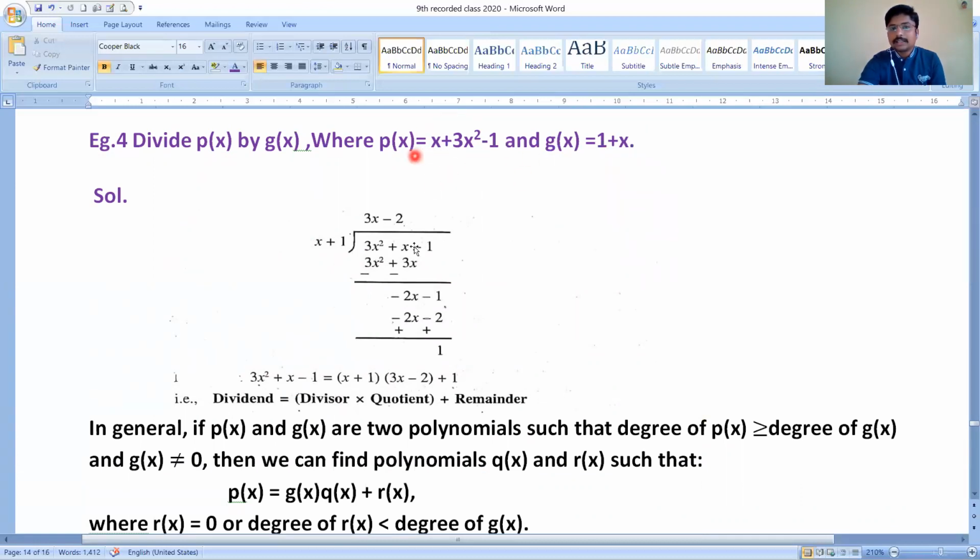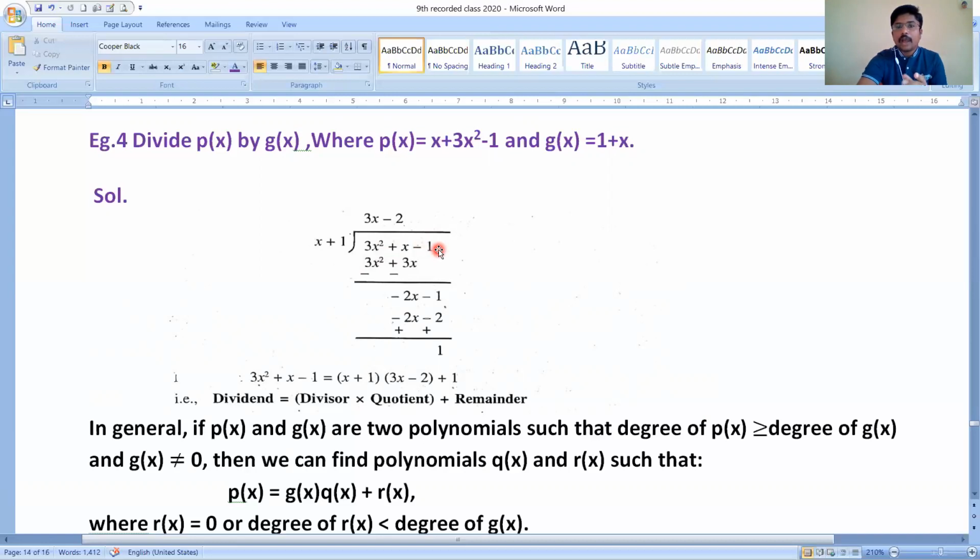Let us consider p of x. How can we write this in standard form? We have to arrange the terms in descending order of their degrees. See here, the highest degree is 2, therefore first we write 3x square, afterwards plus x, and last the constant, minus 1. Therefore, p of x is equal to 3x square plus x minus 1. You have to keep this in mind.